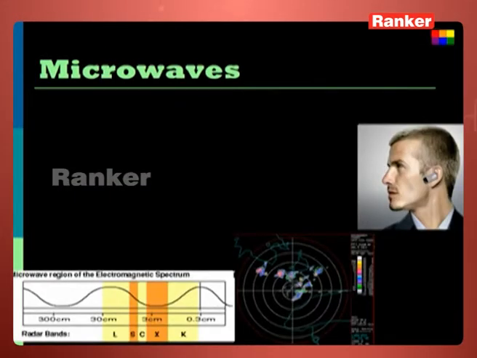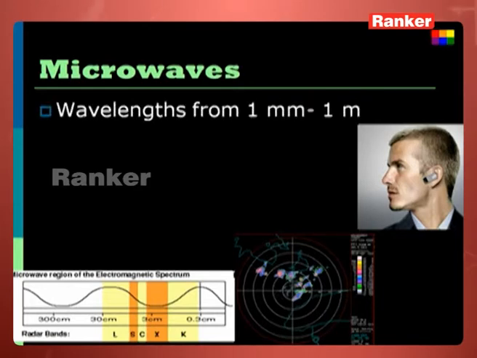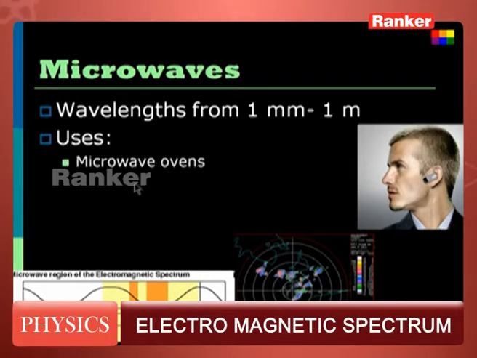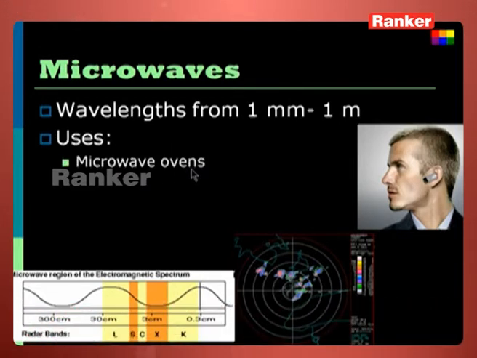Next, microwaves. Now you see the microwave region of the electromagnetic spectrum, with wavelengths from 0.3 centimeter to nearly 300 centimeters. These microwave bands are used in Bluetooth and Wi-Fi. Their wavelengths range from 1 millimeter to 1 meter. Microwave ovens also use microwaves.